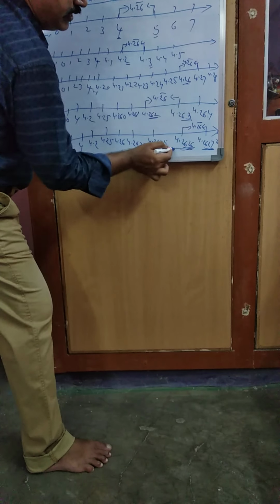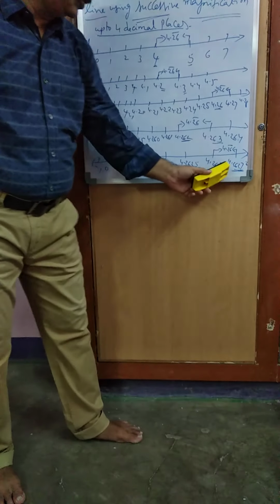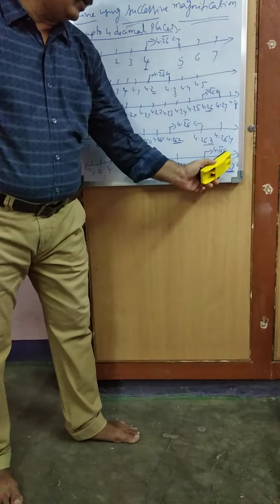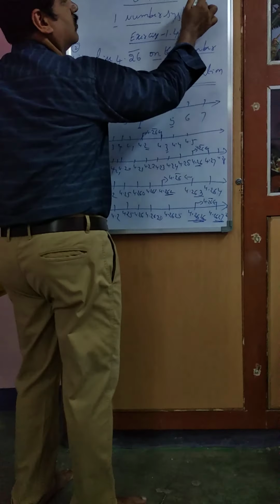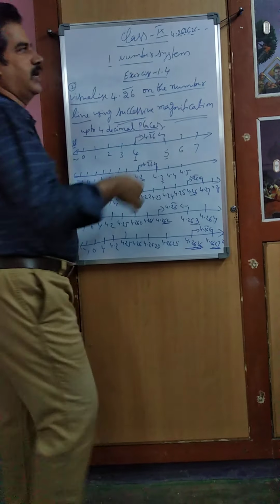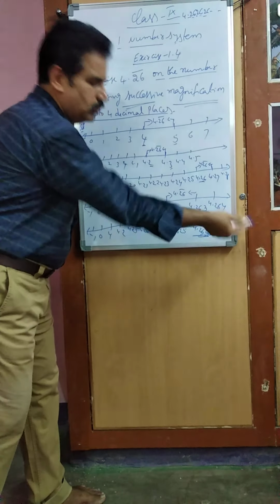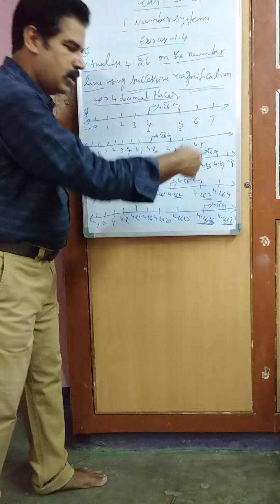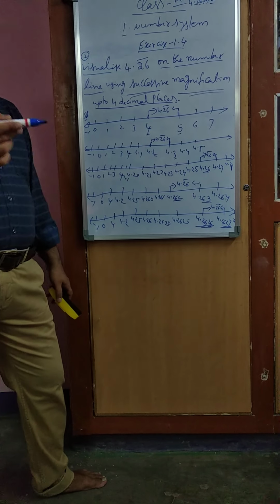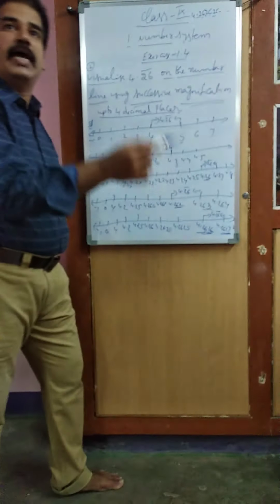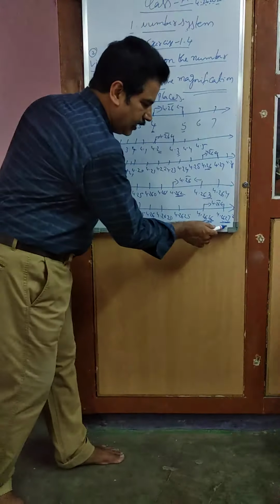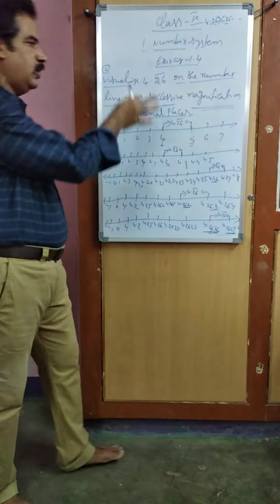So 4.26 bar lies between 4.2626 and 4.2627, because next 4.262 is there. That's why 26 means 260 and 270, it lies between them. Okay, like this is the 4 decimal places you have to represent it.